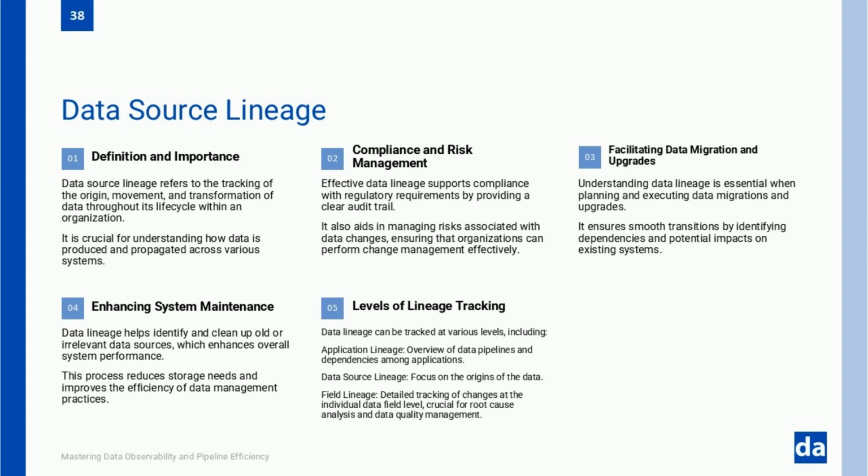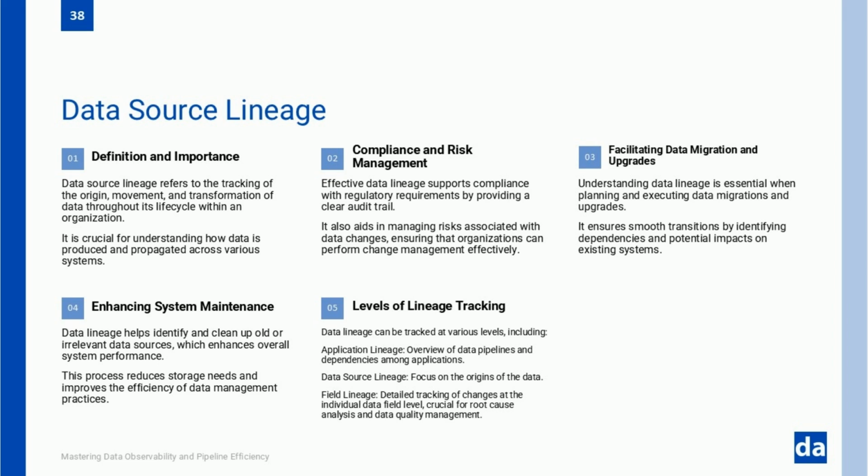Let's delve into data source lineage, a critical component of modern data management that ensures your data remains transparent and traceable. This topic might seem a bit technical, but it's a game changer for organizations striving to optimize their data operations. Why data source lineage matters. At its core, data source lineage answers a simple but essential question: where did the data come from, and how did it get here? It tracks the journey of data from its origin through transformations and into its final destination.